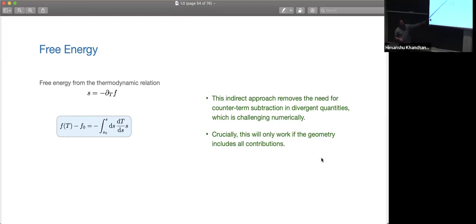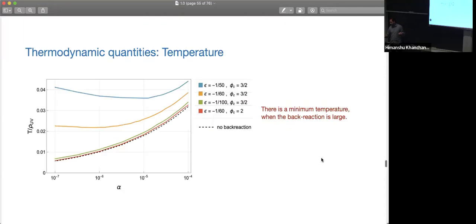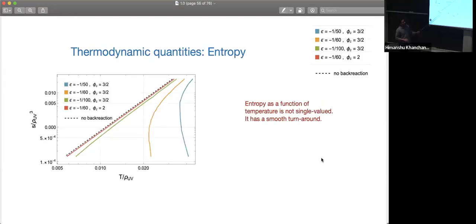Once you know the entropy, you can calculate the free energy by this relationship, and let me not go into details, but this makes it much easier to do, which is not how the first paper calculated it. So, okay, I think I already showed this. This is temperature as a function of alpha with the minimum. If you now look at entropy as a function of temperature, now it has a turnaround. It's a very weird behavior. Earlier the entropy was just dropping with temperature, but now the minimum temperature makes the entropy multivalued.